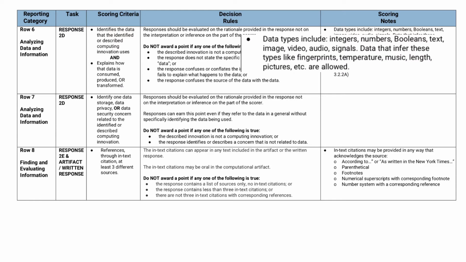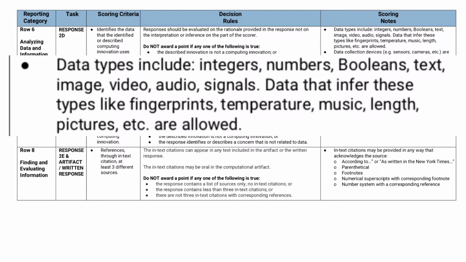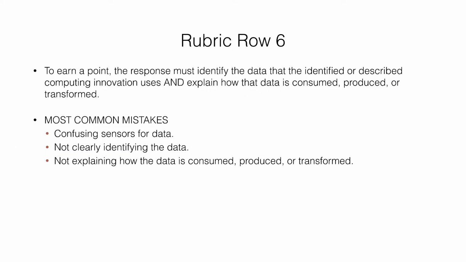Now, data types, these are the data types specifically from the scoring notes that they include. So integers, numbers, booleans, text, image, video, audio, signals, or types of data that infer those types like fingerprints. So like if I use Touch ID as a computing innovation, I could say that the data is the fingerprint. The fingerprint is the data. Temperature, music, length, pictures, things like that are allowed. But students need to be specific about what the data is.